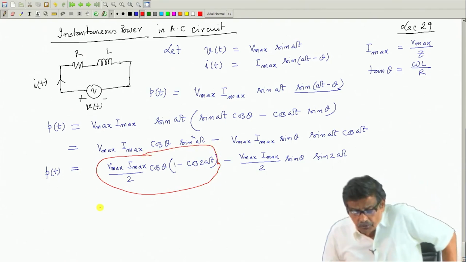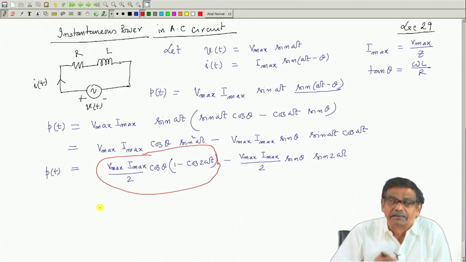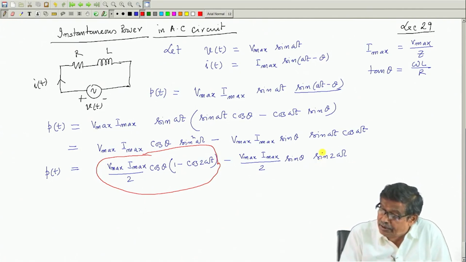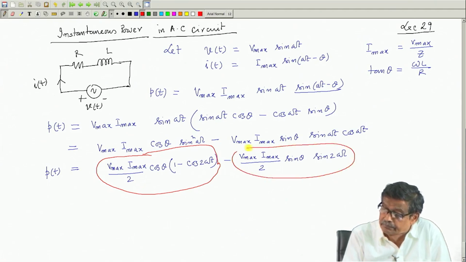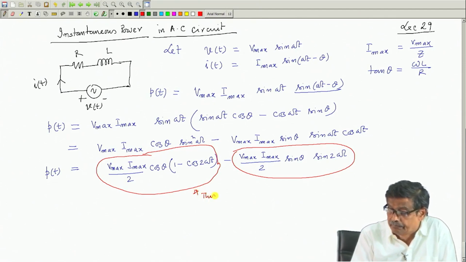This term, if you look at, it will remain always positive, it cannot be negative. I will sketch and show you. And this one, since sin 2 omega t alone is, sin theta is constant, cos theta constant, and this term will never become negative, will never become negative.